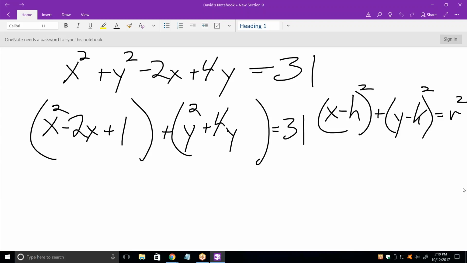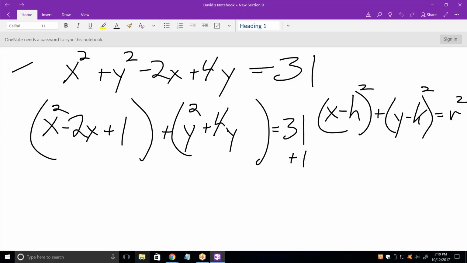But notice I just changed everything. I just added 1. So if I want to balance out the right side, I've got to add 1 over there. Now I have not changed it. In other words, what I have written here is the same as the original formula. Now complete the square on the y term. Do the same process.